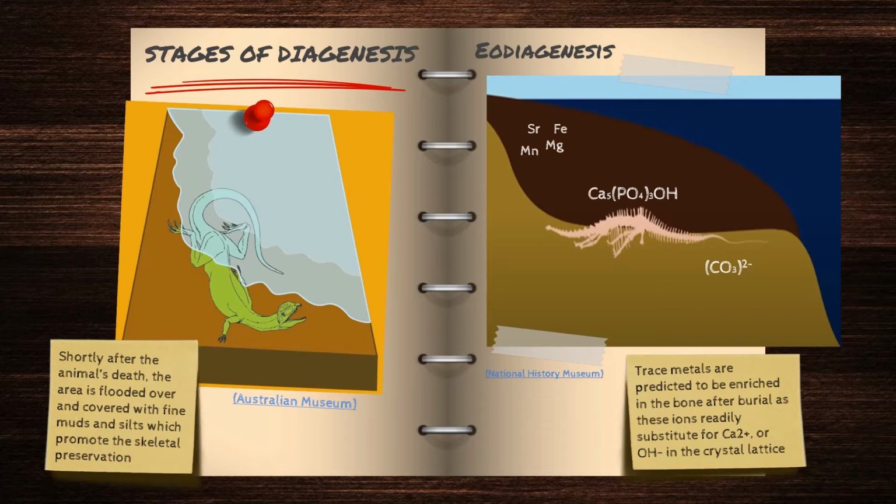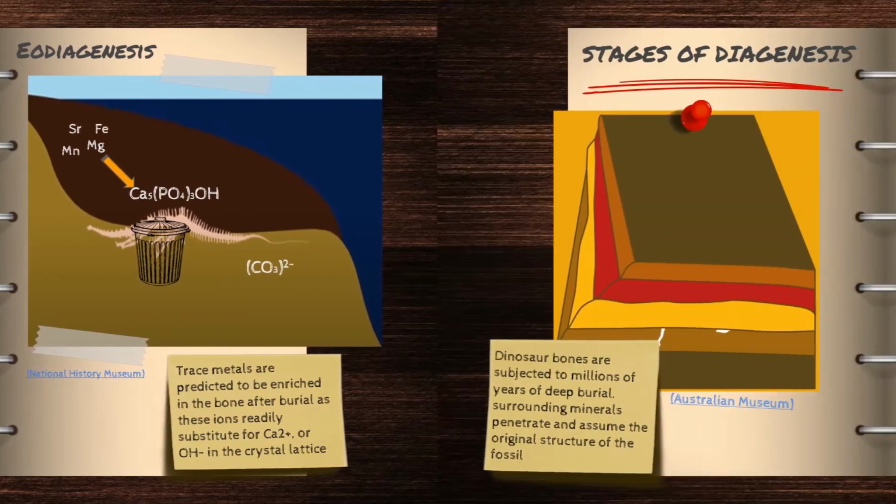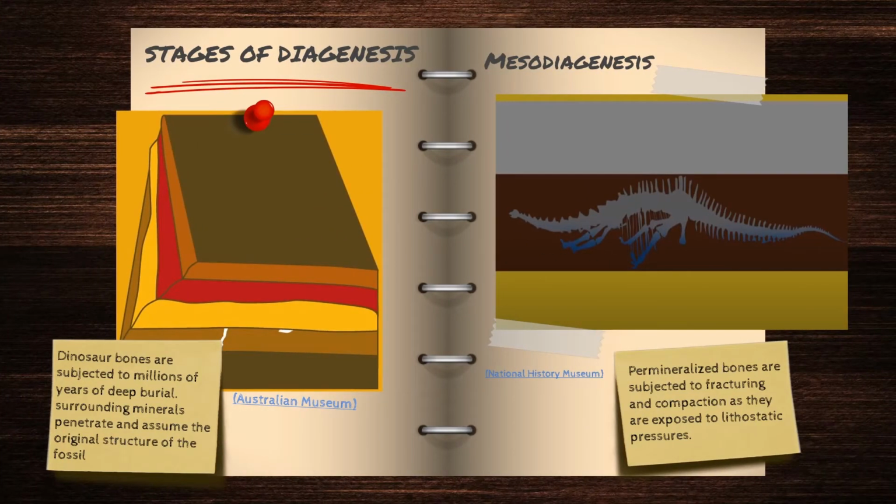Because of this vulnerability to alteration, this biomineral has been referred to by some paleontologists as nature's trash can. However, the flexibility of apatite in incorporating foreign ions plays a critical role in the subsequent diagenesis of bone and preservation over geologic time. Following this shallow burial, the dinosaur bones make their way deeper beneath the ground, where they are subjected to millions of years worth of sedimentation and deep burial.